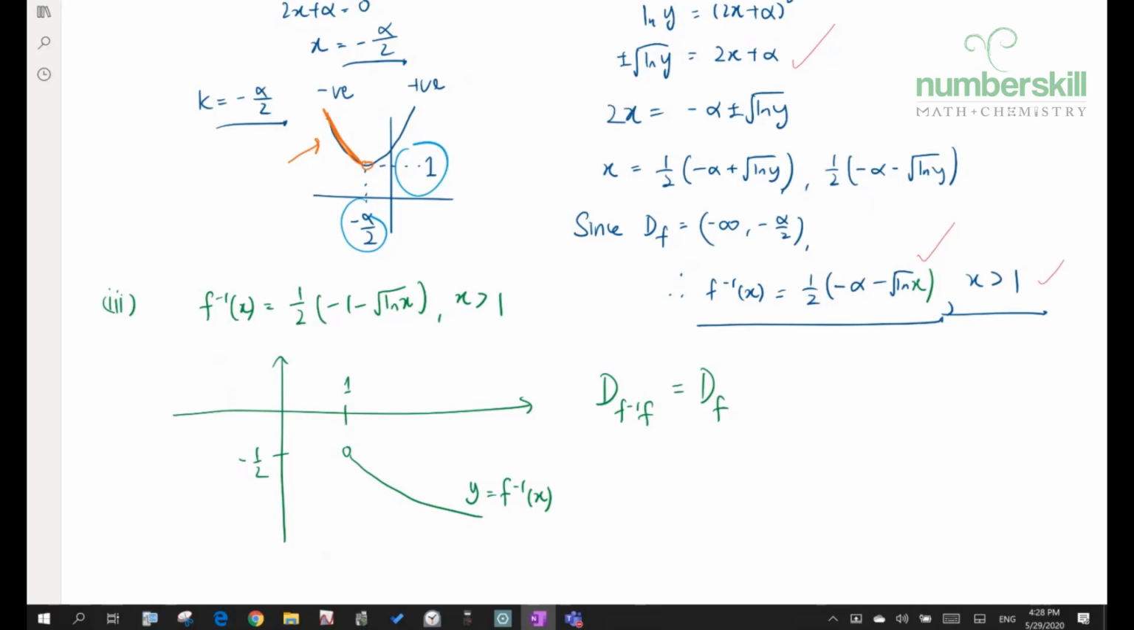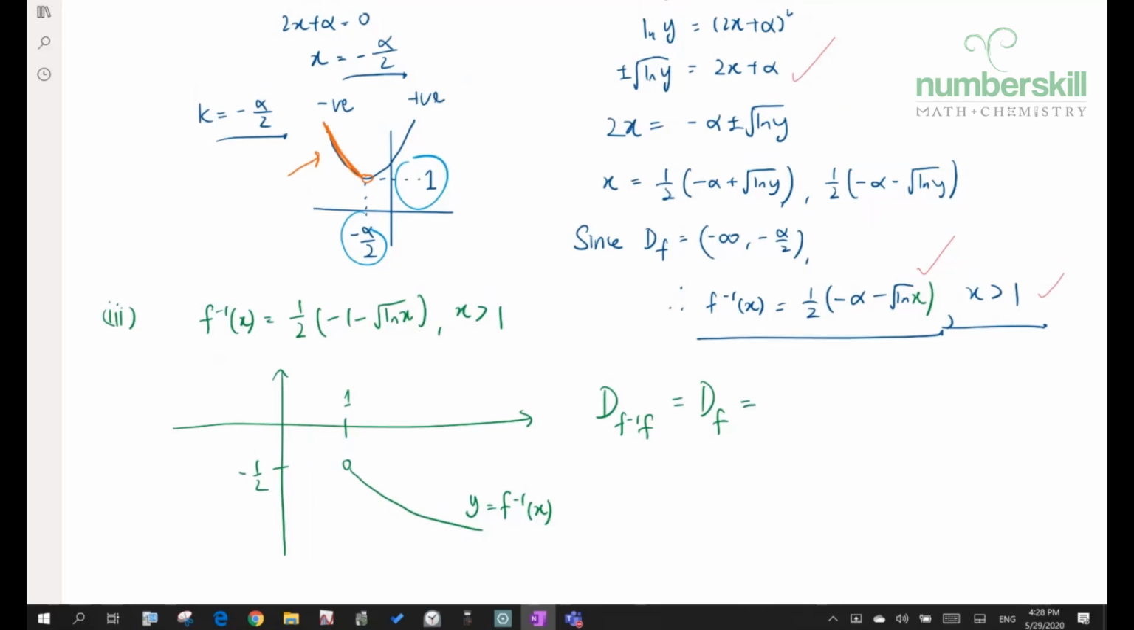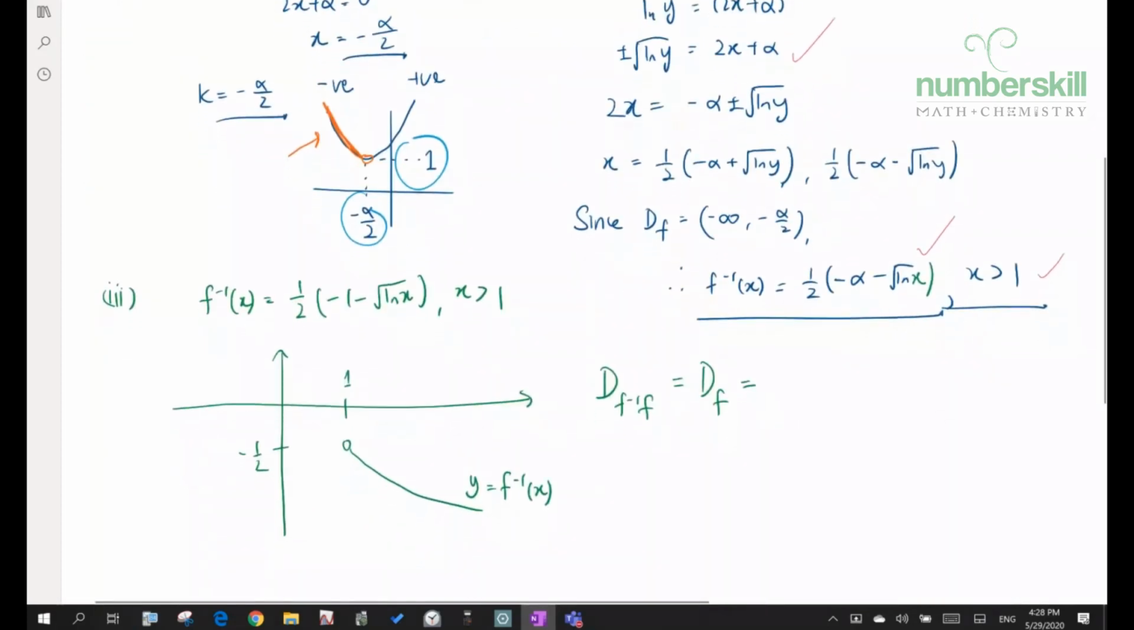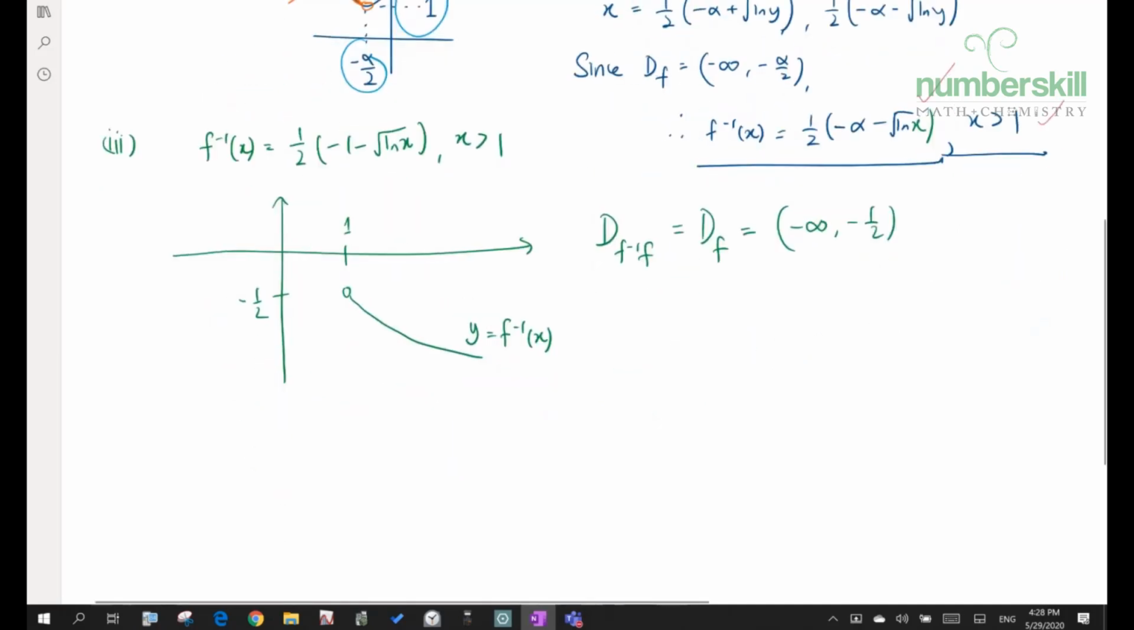This is called a composite function. The domain is always the domain of the first function. So the domain of f, usually you don't have to find, because the domain of f is given, right? And it's right here. See this fella? x less than k, which is minus infinity to minus 1/2 now. Cool. Because we know that k is negative alpha over 2, and alpha is now 1. So, get the point? What you're supposed to draw is a line, yes, but please draw from here onwards. It's a line, that is true.